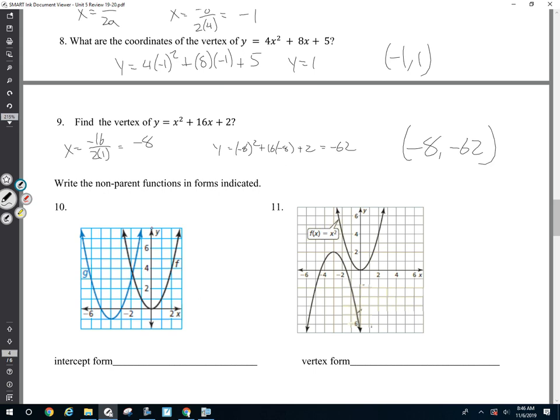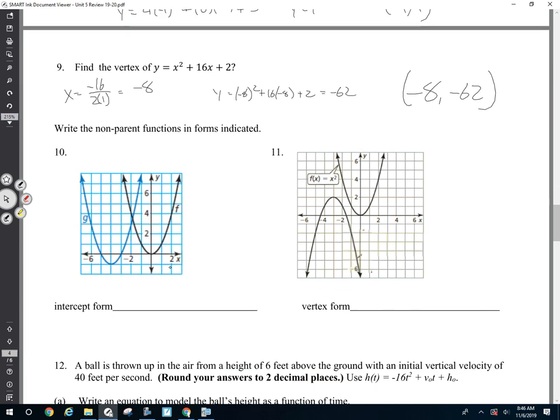Okay. Write the non-parent functions in forms indicated. So this is y equals x squared. We want to find the equation for g. Okay, so I know that I have an intercept at -3 and -5. That's why I'm going to put x plus 3 and x plus 5.